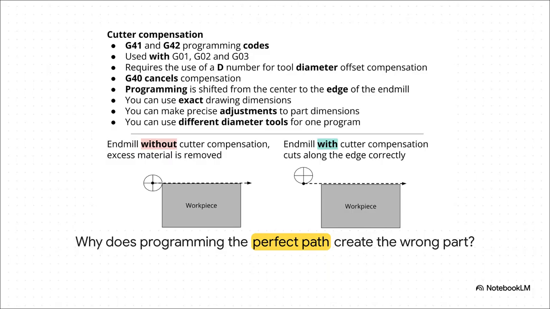You spent all this time programming the absolute perfect path for your CNC machine. You run the part and it's wrong. Too much material is gone. So what gives? What's the disconnect between your code and what you're holding in your hand?